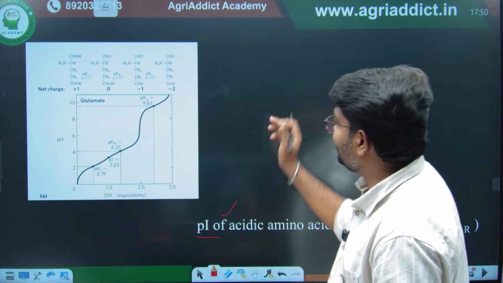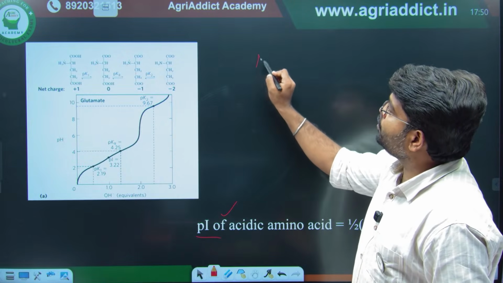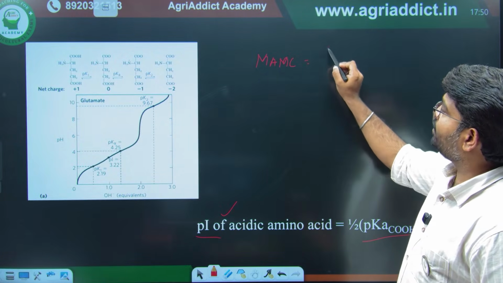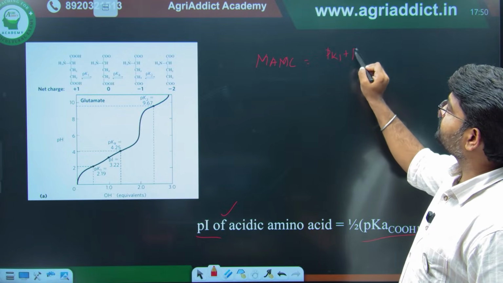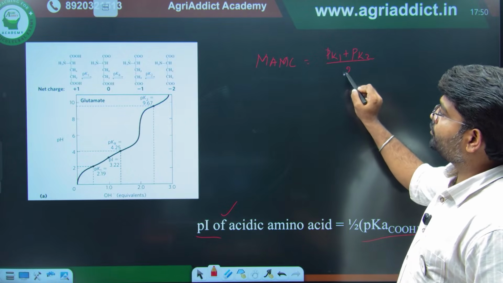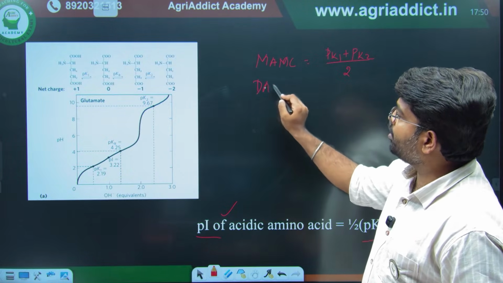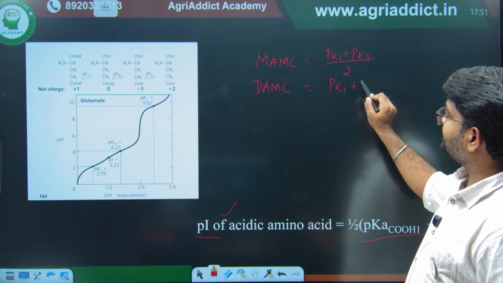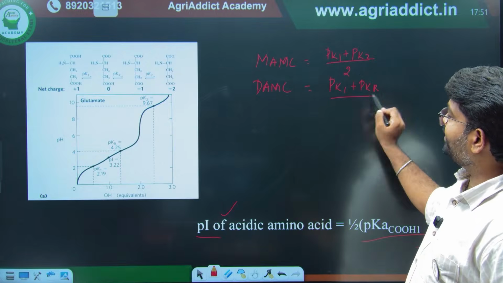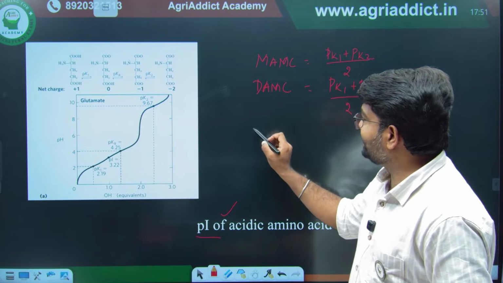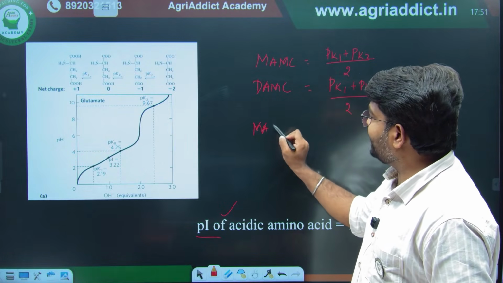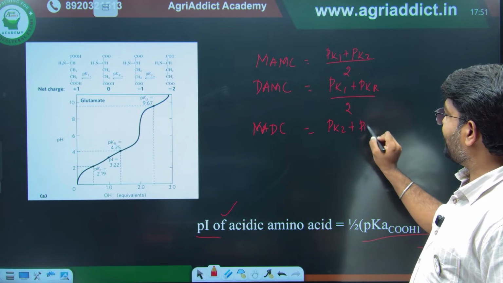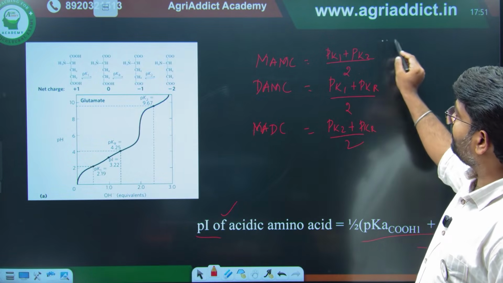Okay, I will say one thing. If monoamino monocarboxylic acid, the PI calculation formula is pKa1 plus pKa2 divided by 2. If diamino monocarboxylic acid, it is pKa1 plus pKa of R by 2. I will explain, don't worry. Then monoamino dicarboxylic acid is pKa1 plus pKa of R by 2. This is the formula you have to remember.